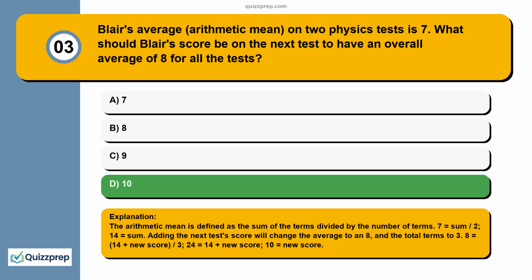The arithmetic mean is defined as the sum of the terms divided by the number of terms. 7 equals sum/2, so 14 equals sum. Adding the next test score will change the average to an 8, and the total terms to 3. 8 equals (14 plus new score)/3, 24 equals 14 plus new score, 10 equals new score.